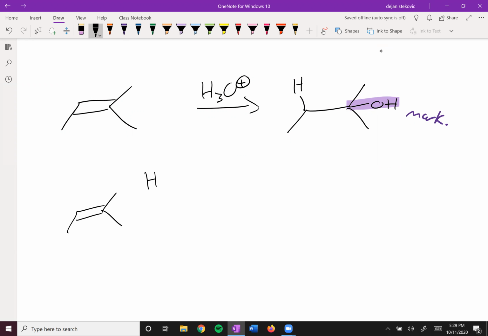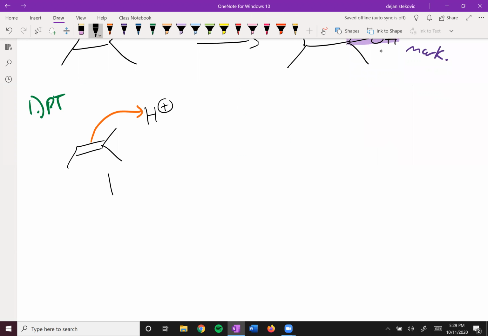And so the first step of this is our proton transfer. Our pi bond here is going to attack an H plus. You can draw this connected to an H3O plus or just H plus floating around by itself. Either one is fine, right? The first step is going to be a proton transfer.